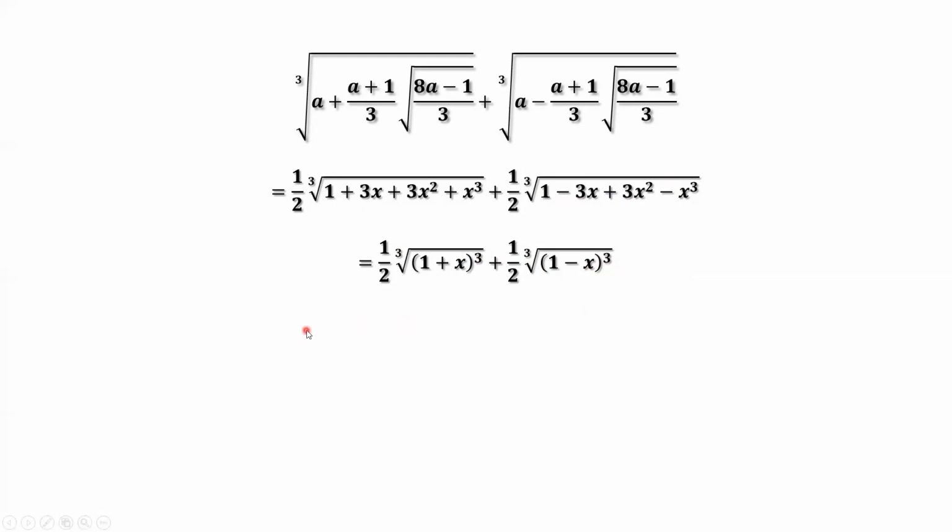Therefore, we have 1/2 times 1 plus x plus 1/2 times 1 minus x. X disappeared. Plus, minus, cancel each other. 1/2 plus 1/2 equals 1. 1 is the final answer.